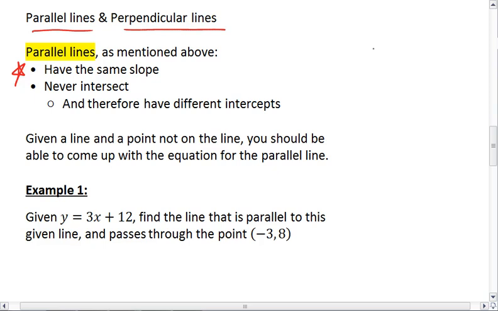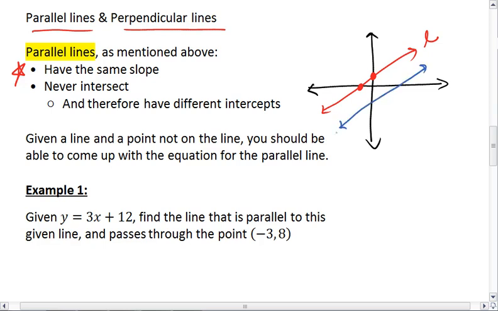For example, if I have my Cartesian plane and I'm given this line, which has a vertical intercept here and a horizontal intercept here, a parallel line will have the same slope, but clearly must intersect our axes at different points. The only way they would intersect at the same point is if they are identical lines.